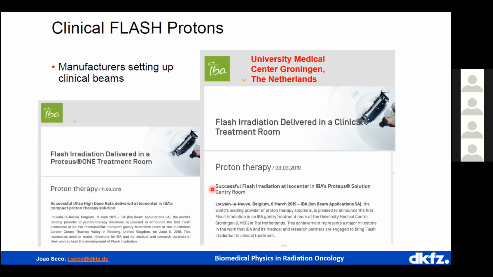So one of the first systems to deliver FLASH was the IBA system in Groningen. And what they showed is that a proton facility with a cyclotron can deliver FLASH. This FLASH treatment was not done with a patient. It was just done with a dosimeter. And they showed that they can achieve 100 gray per second using a normal cyclotron for proton beam. So this was an amazing thing, and it was done in 2019. So it was March 2019, more than 2 years ago.